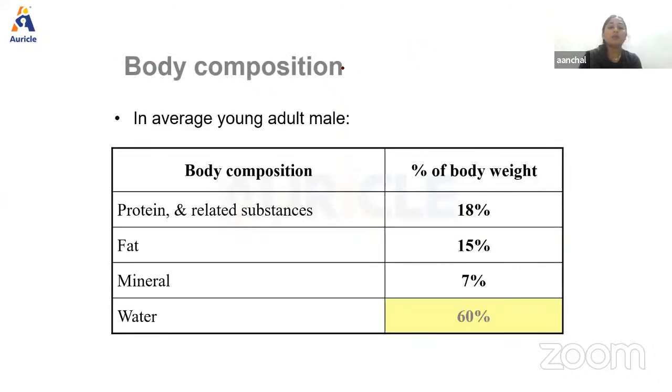Now we have the body composition. In body composition, protein and related substances are 18%, fat is 15%, minerals are 7%, and the water content is highest, that is 60%, right?